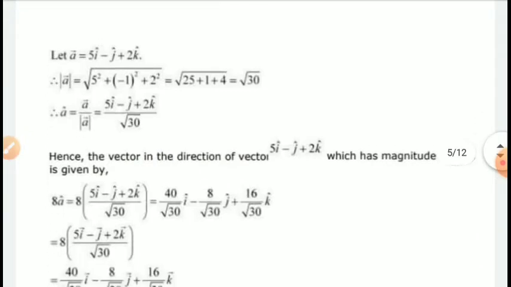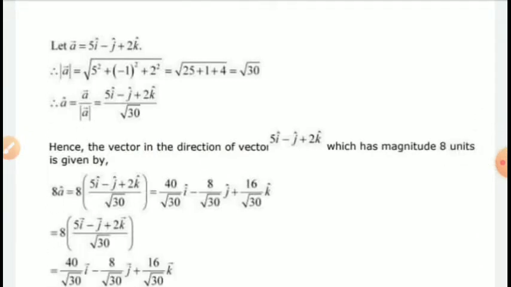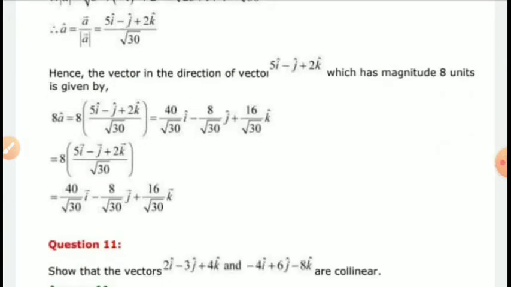See the solution here. a bar is given to you, and the magnitude of a bar is root 30. a cap is found, and 8 a cap you need to find, because a cap has magnitude 1, so 8 a cap will have 8 as its magnitude.